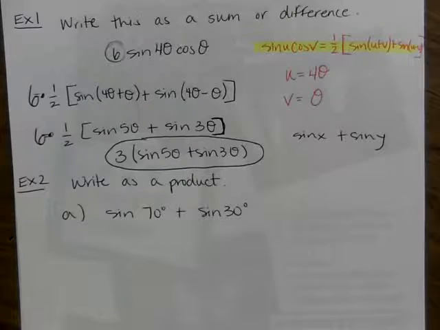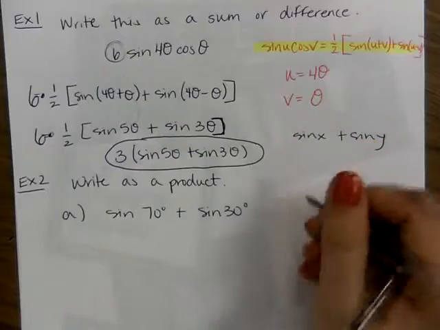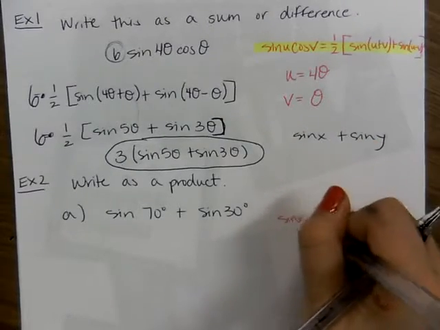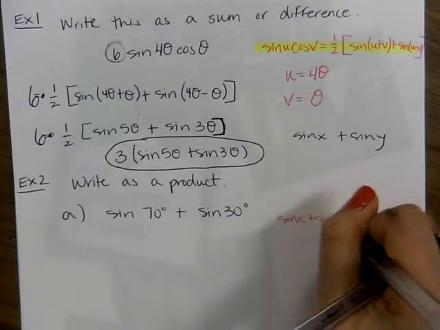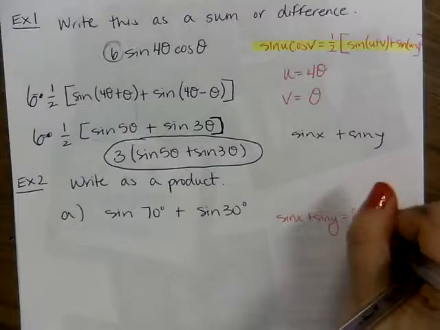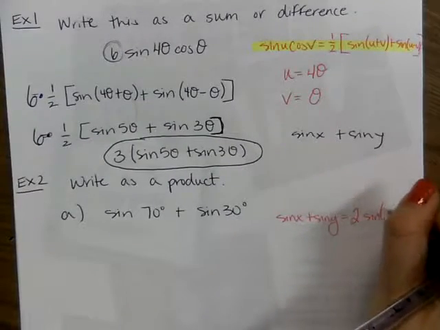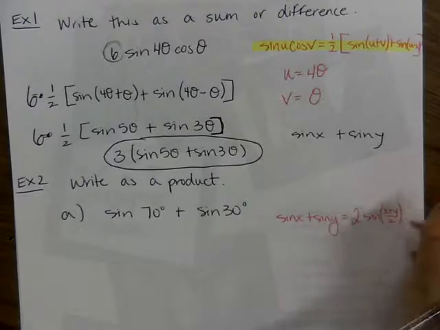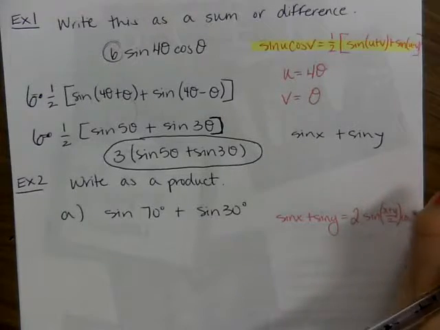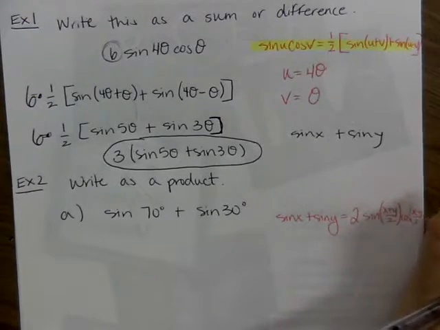Okay, so now this is telling us to write this as a product. So this time we have a sum. We want to look at the formula sheet. We're going sum to product this time. And we have a sine plus a sine. So do you recognize the formula you should use? Sine of x plus the sine of y turns into 2 times the sine of x plus y over 2 times the cosine of x minus y over 2.